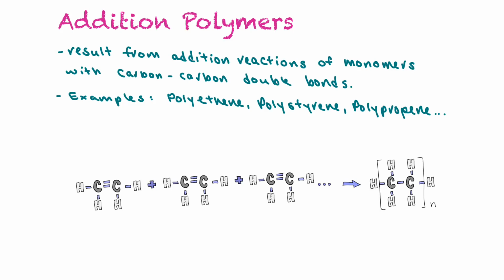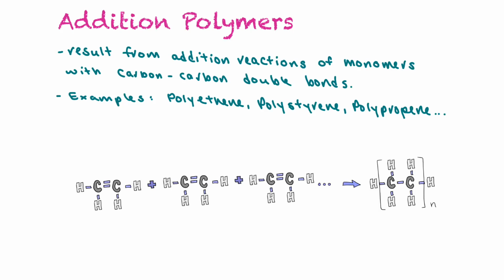So addition polymers result from addition reactions of monomers with carbon-carbon double bonds. Some examples would be polyethylene, sometimes called polythene, polystyrene, and polypropene. And if you take a look here, this is the example of polyethylene. So we have a whole bunch of ethene molecules combining together, and we would have an unlimited length molecule.